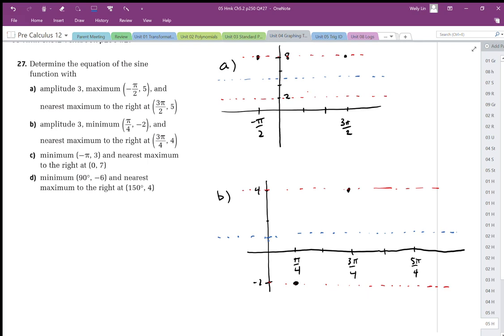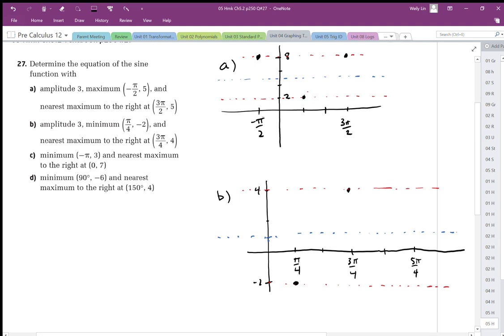In question number 27a, it tells us the amplitude is 3. It tells us we have a maximum point at negative pi over 2 and 5, which I've marked in black. And we have another maximum, the nearest maximum to the right, at 3 pi over 2. So those are my two maximum points here and here. And we should have a minimum point in the middle, halfway between.